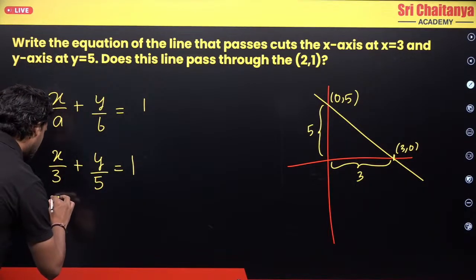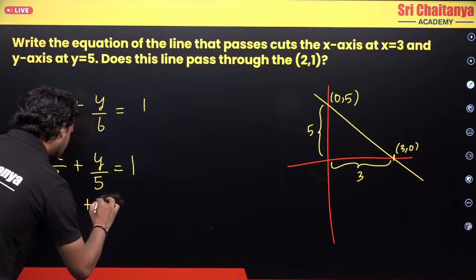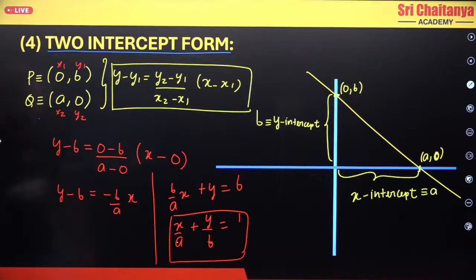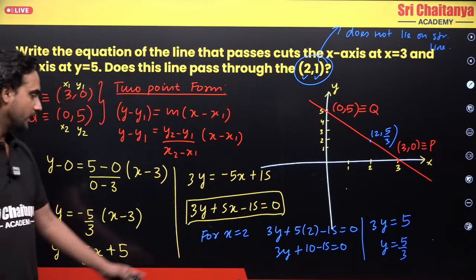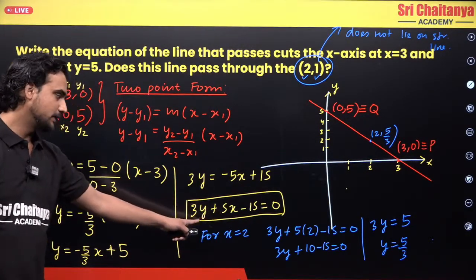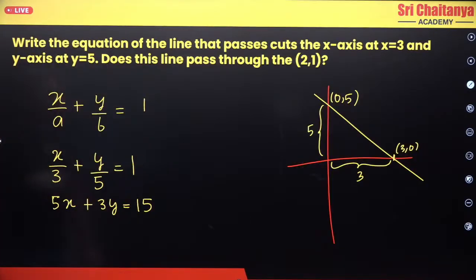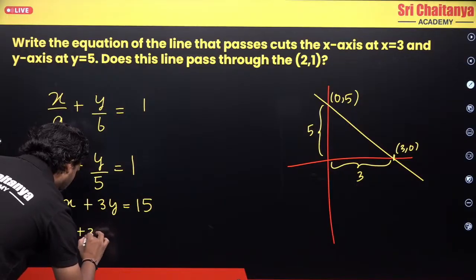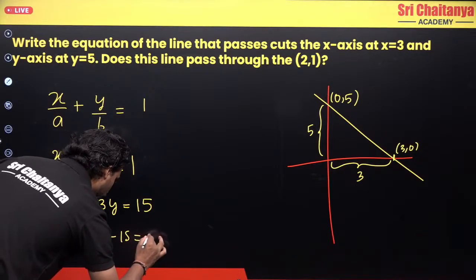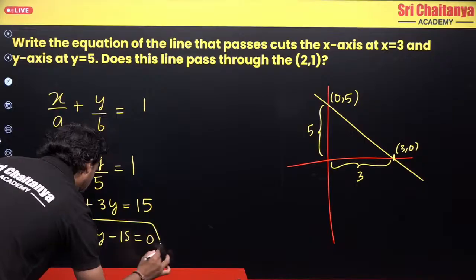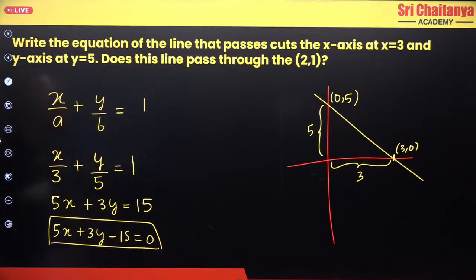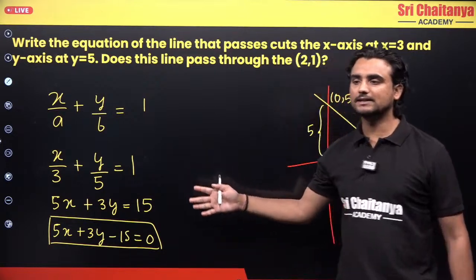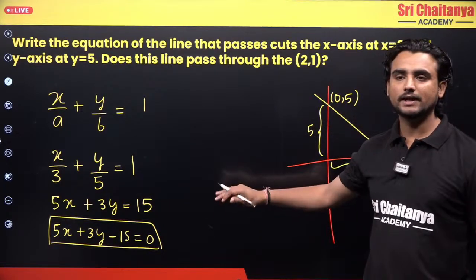So what do I get? I get 5x plus 3y is equal to 15. So this is the general equation of the straight line. Look here, 5x plus 3y minus 15 equals 0. If I put this here, this will become 5x plus 3y minus 15 is equal to 0. So the same question can be solved using two different concepts, using two different equations, and finally we get the same answer.